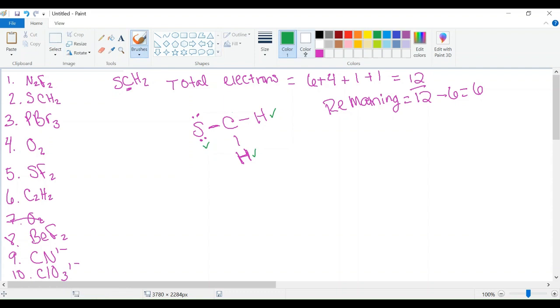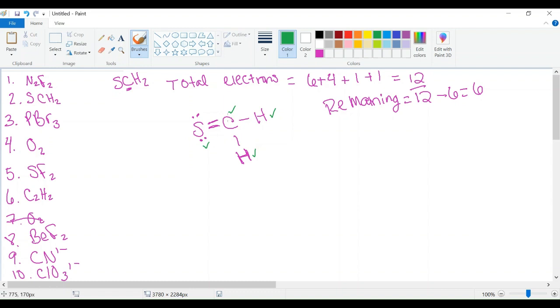Sulfur says, you know what? We can actually share them. Let's put them right here. So now those 2 electrons that were here, instead they're in that bond. So now sulfur still has 2, 4, 6, 8, but now carbon also has 2, 4, 6, 8.